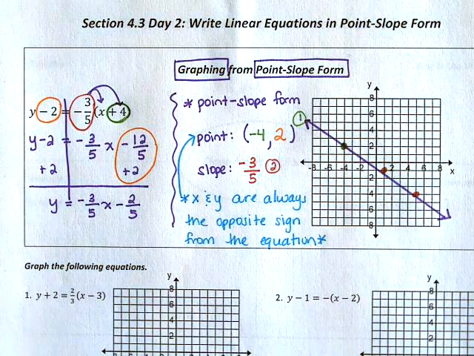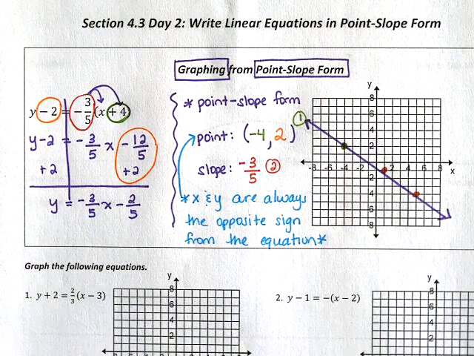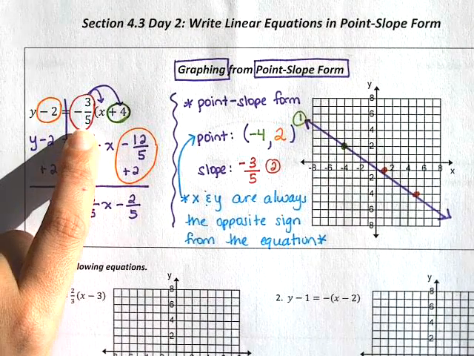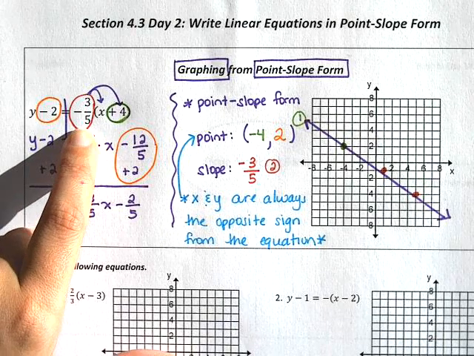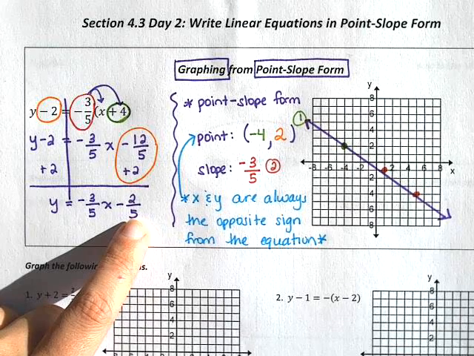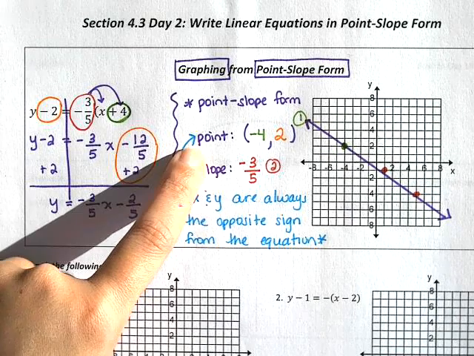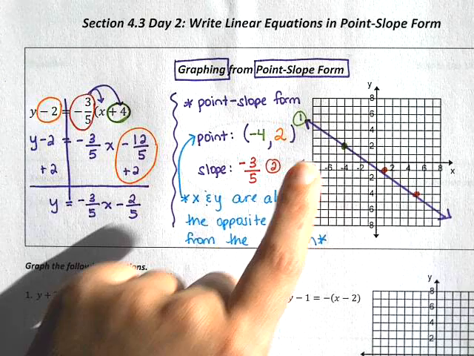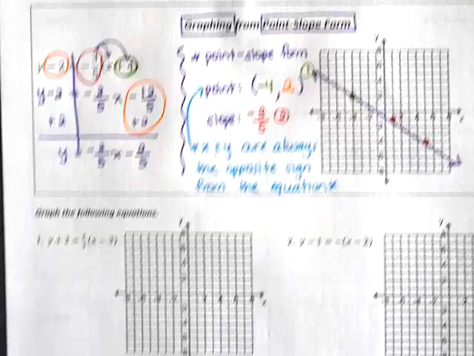Okay, here's the moral of the story. When you see an equation that's written in point-slope form, do not try to rearrange it and get the y by itself and graph it. It's going to give you ugly numbers. Instead, figure out the point and figure out the slope from this equation, and then use those to make the graph. Let's try it again.